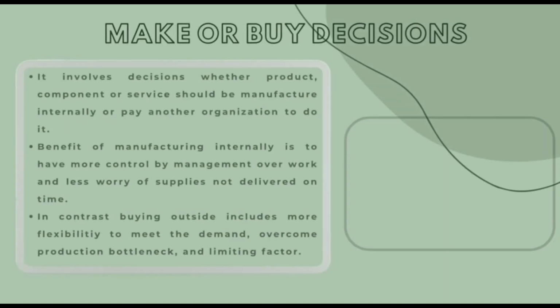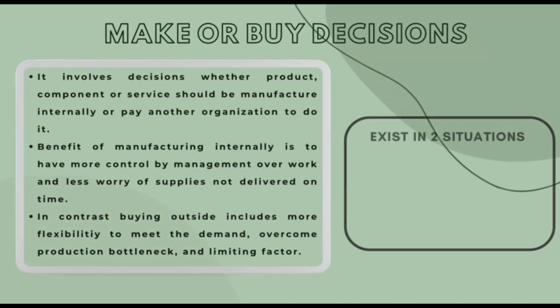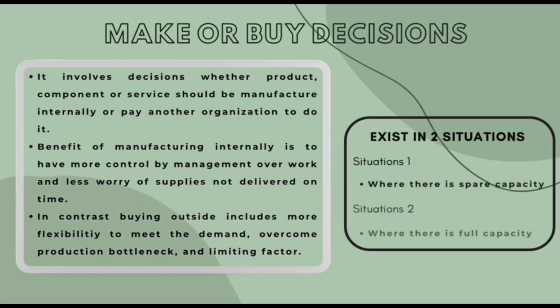Next is make or buy decisions. It involves decisions whether product, component, or service should be manufactured internally or pay another organization to do it. Benefit of manufacturing internally is to have more control by management over work and less worry of supplies not delivered on time. In contrast, buying outside includes more flexibility to meet the demand, overcome production bottleneck, and limiting factor.